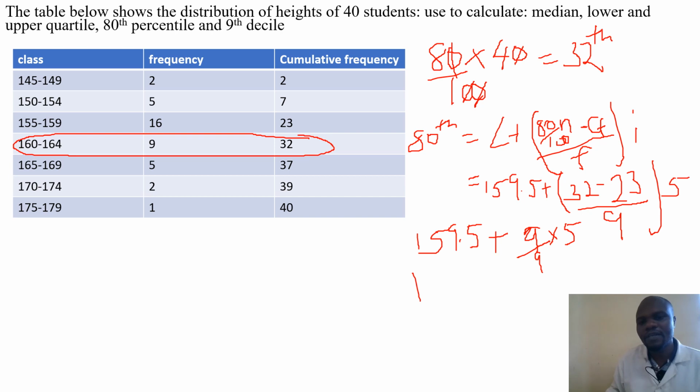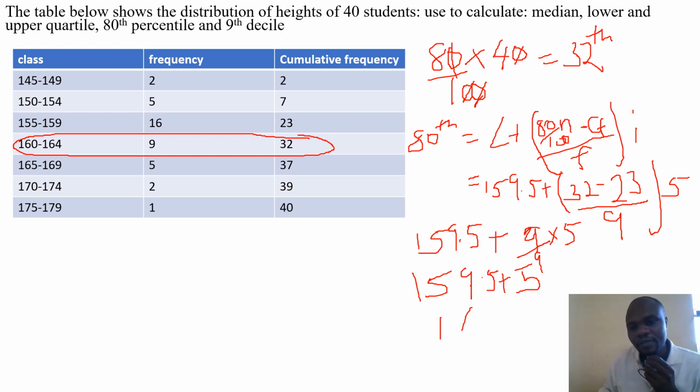So I'll have 159.5, then added to 5. And if I add these, I'm supposed to have it being 164.5. So that is my 80th percentile.